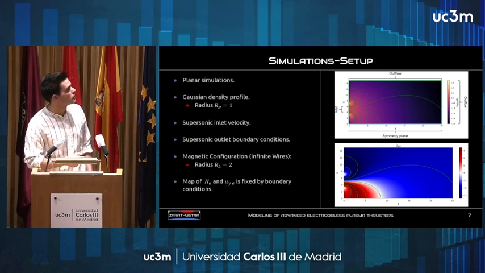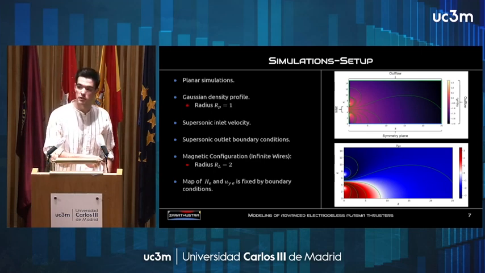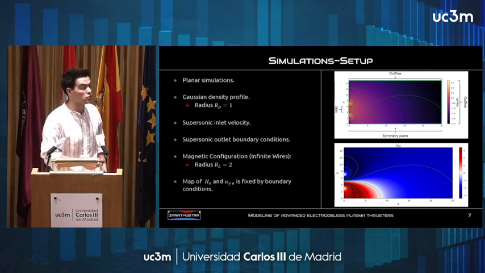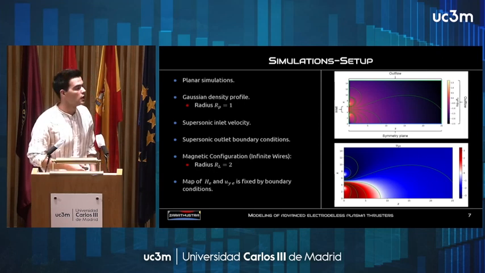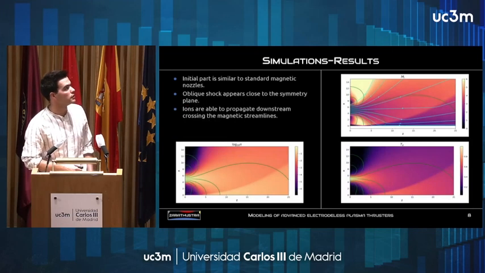This, as we said before, fixes completely the map of HE, which is quite important because in the end, it's what's going to give us the magnetic force over the electrons. That's going to be the main driving force of the plasma.